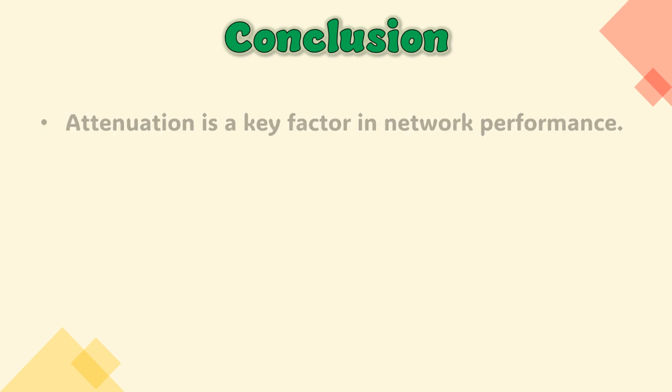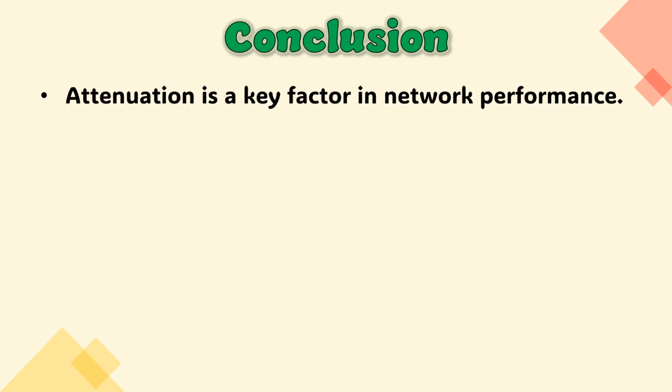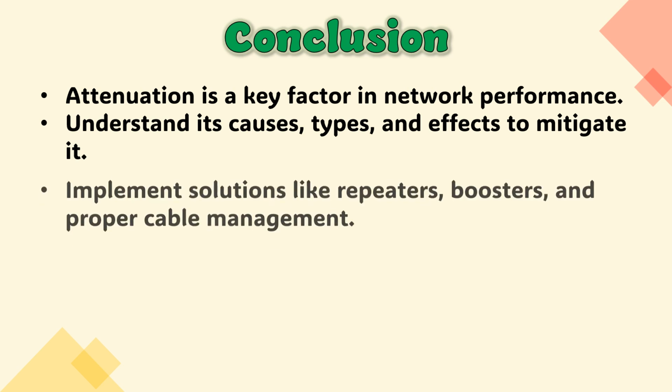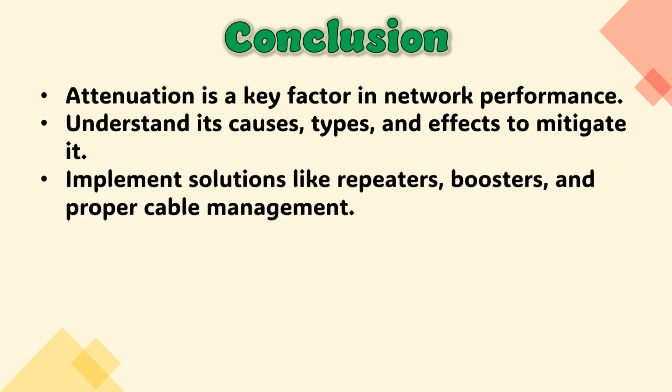To wrap up, attenuation is an unavoidable phenomenon in computer networks that affects the strength and quality of transmitted signals. By understanding its causes, types, and effects, and by implementing appropriate mitigation strategies, network administrators can ensure more reliable and efficient communication systems.